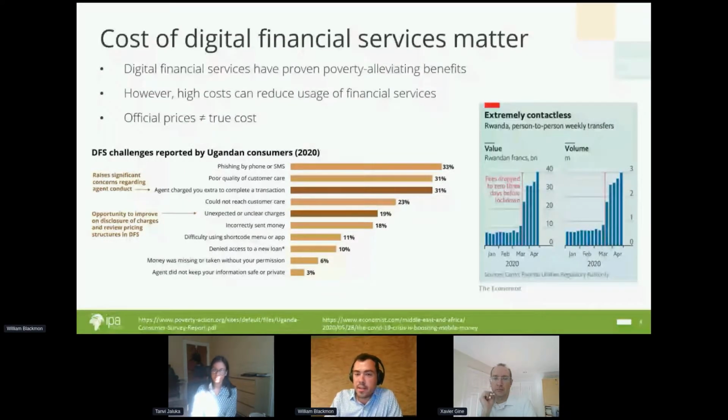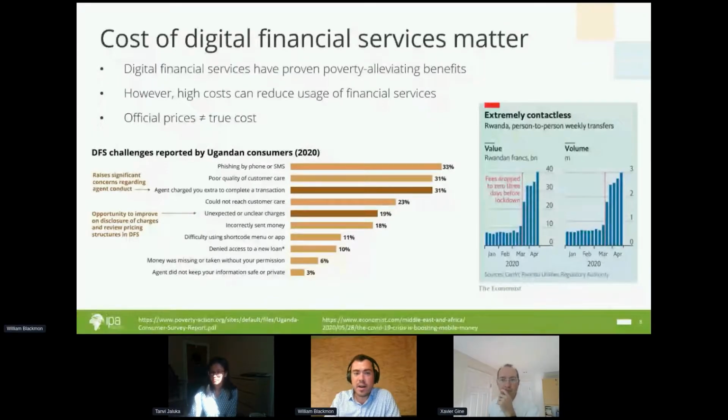Now, of course, this is not causal evidence. A lot was changing at this time in early 2020, as the pandemic began. But I think this is quite suggestive, that cost certainly plays a role in consumers' decision to use mobile money, and so we know that the cost is important.